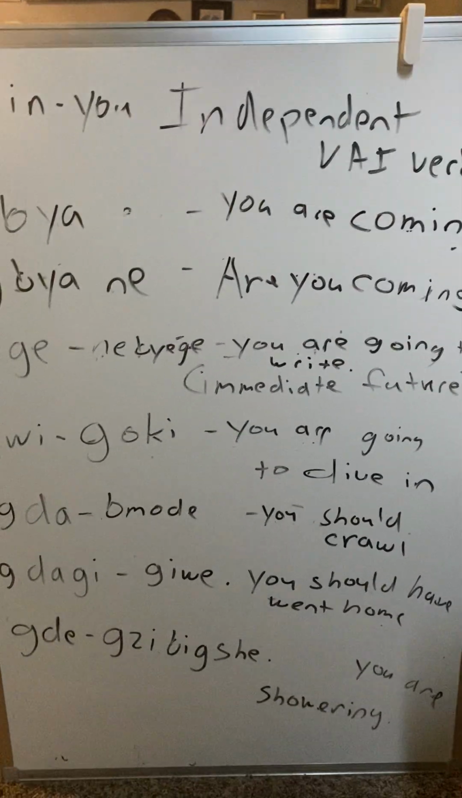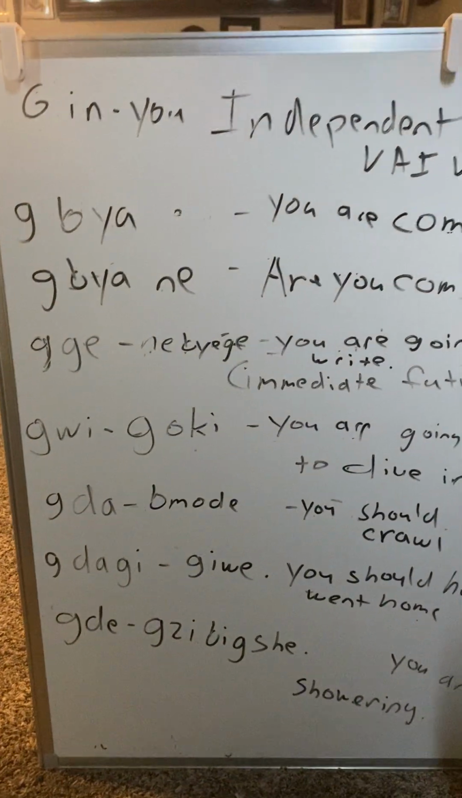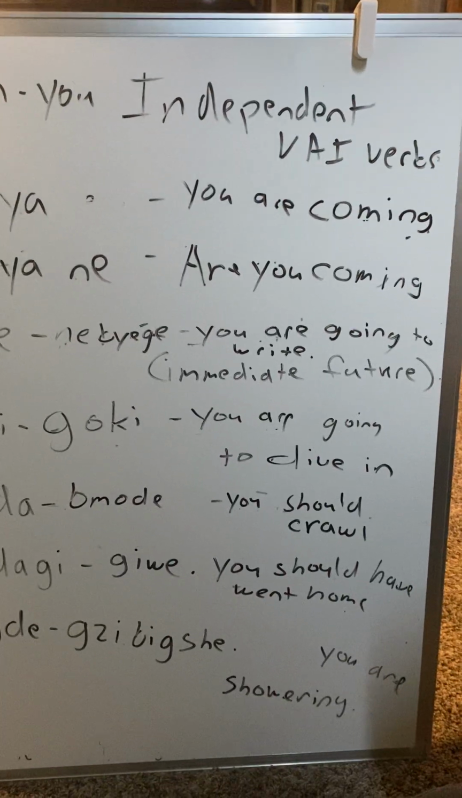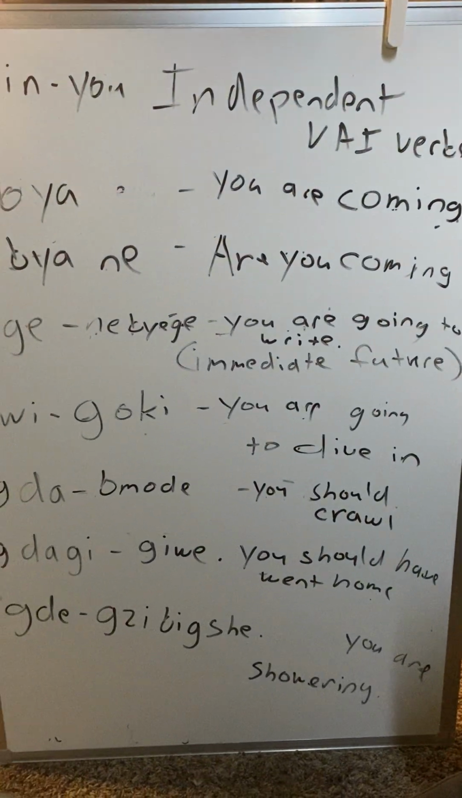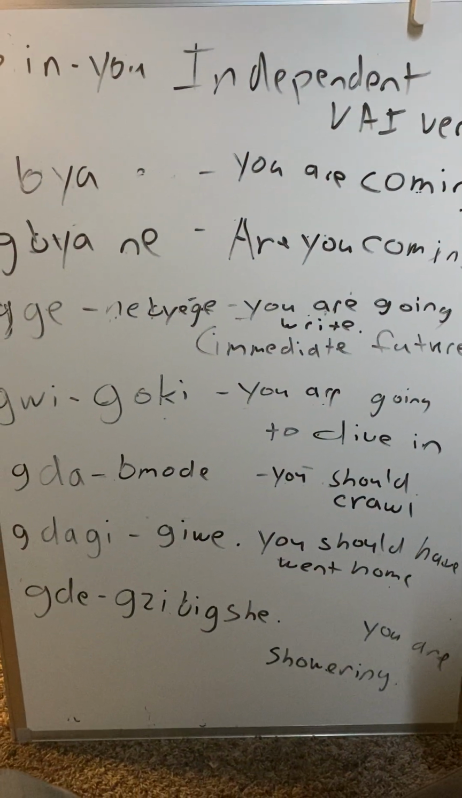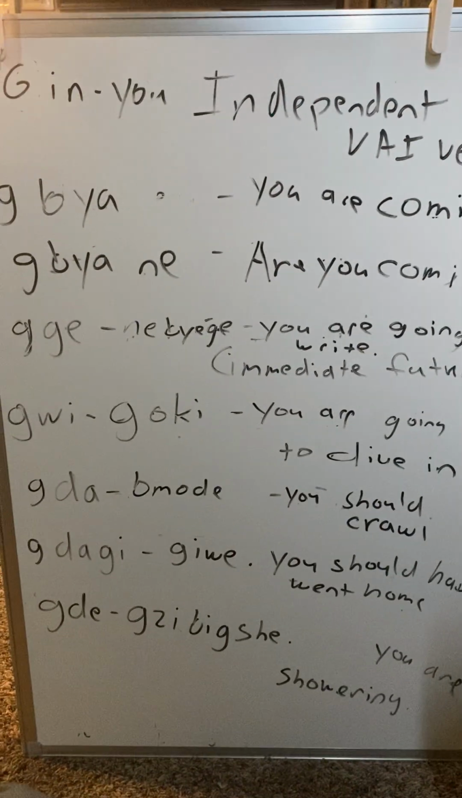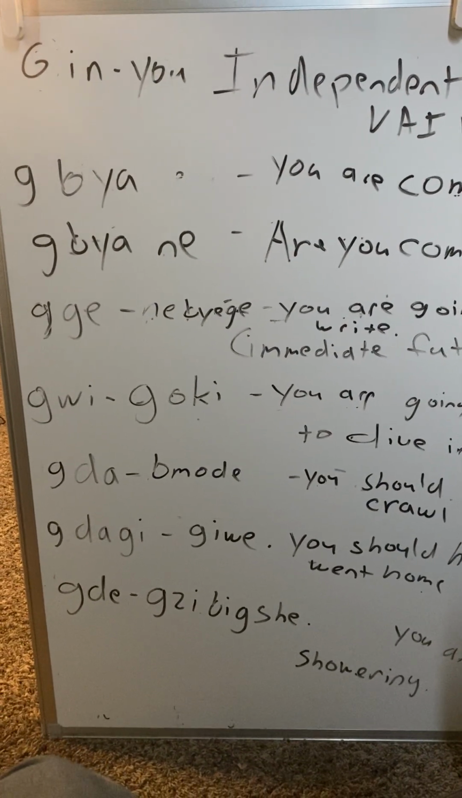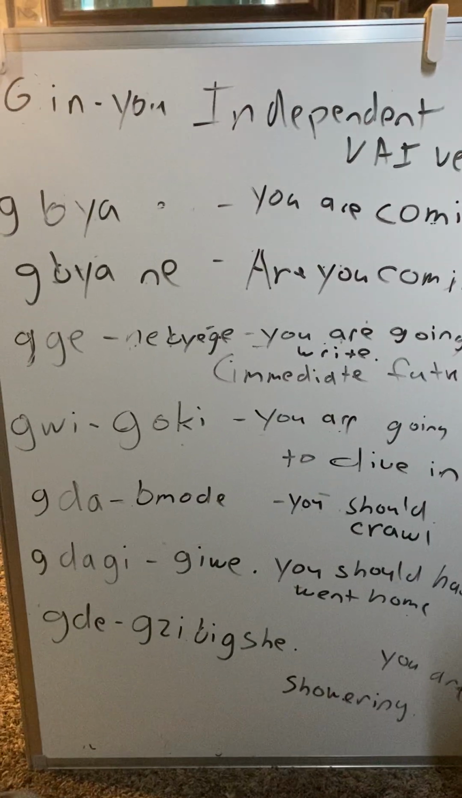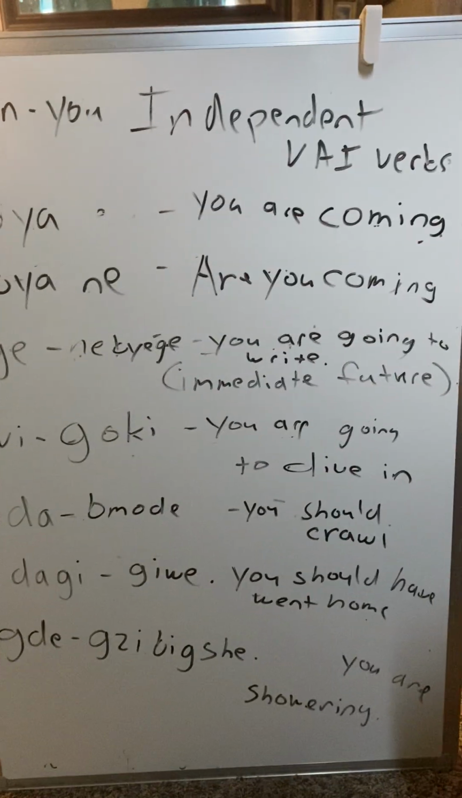Okay, so earlier we talked about nin, or I, how in the independent form that in is the thing that you attach to those VAI verbs to indicate I. And then the G, the G is what you attach when you indicate you are doing something. So gin is you. So gabia, you are coming.